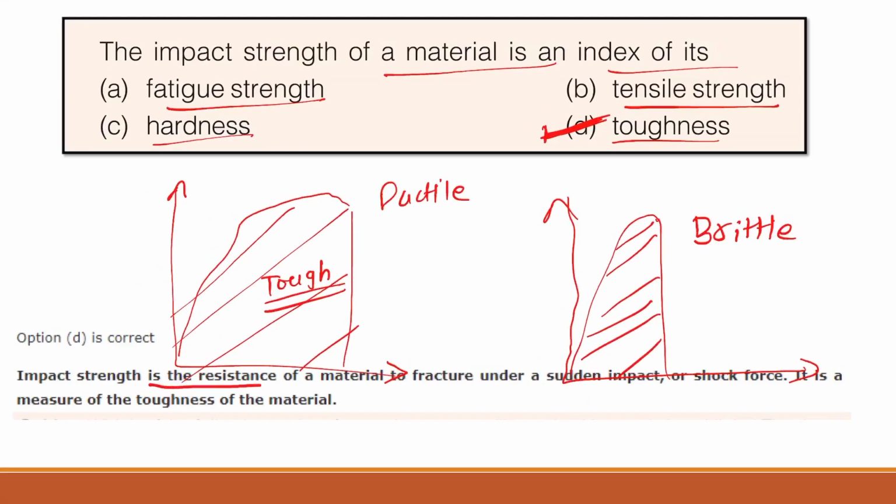So here you can say the impact strength is the resistance of a material to fracture under sudden impact or shock. It is a measurement of toughness of the material.